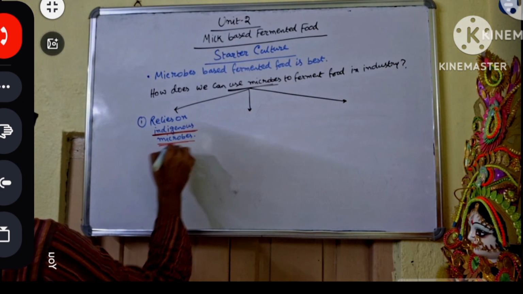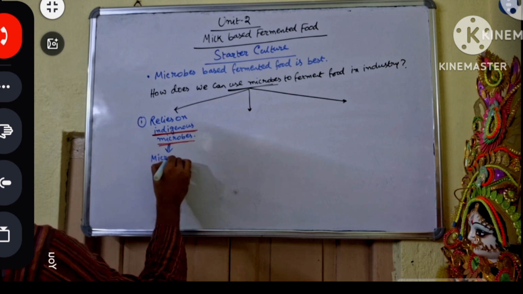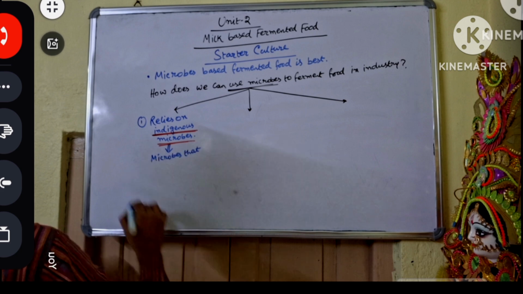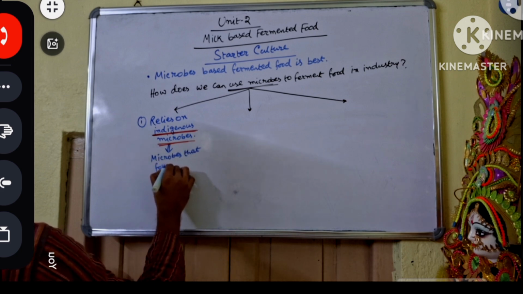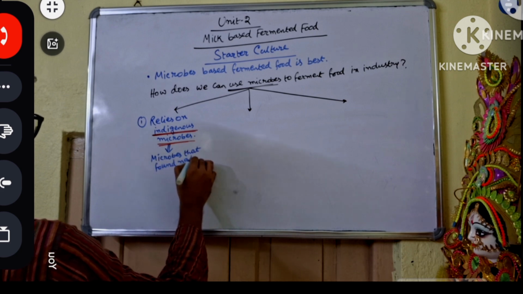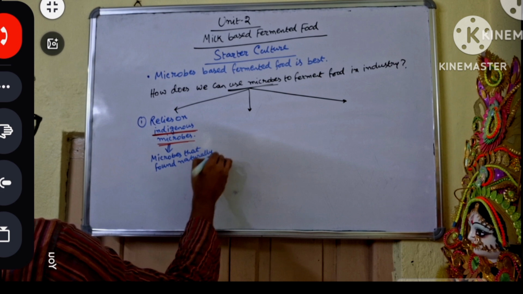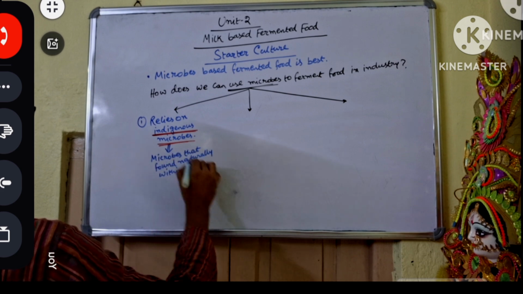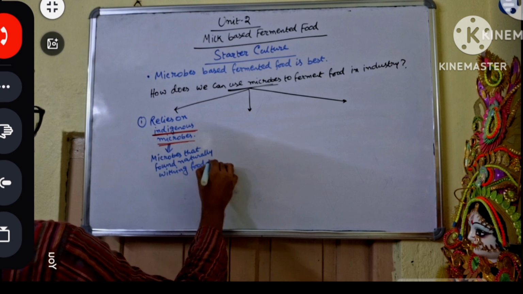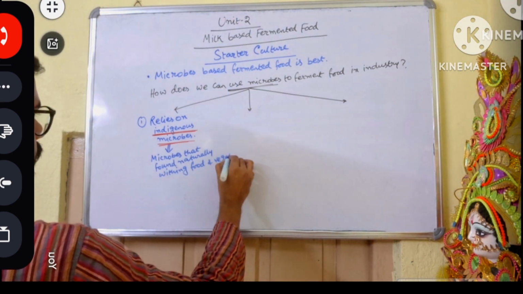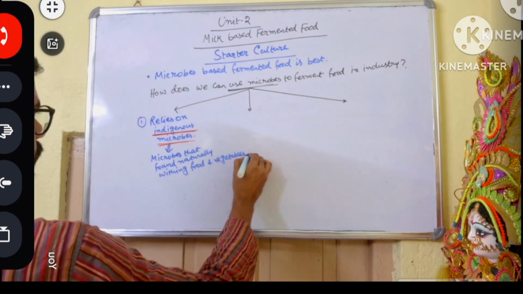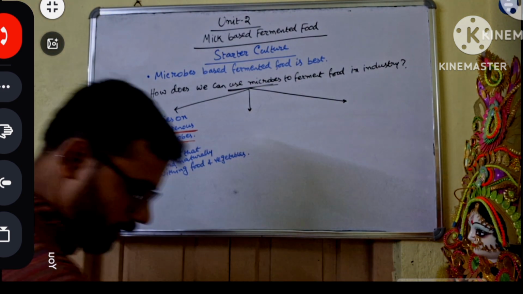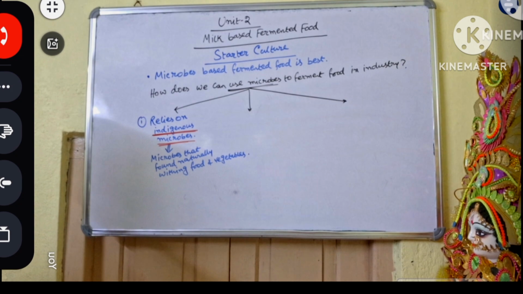So indigenous microbes means microbes found naturally within the food and vegetables. So we can start the fermentation by using indigenous microbes.